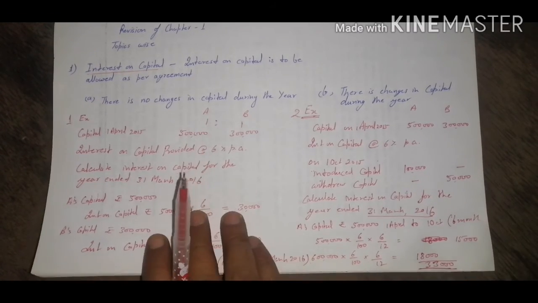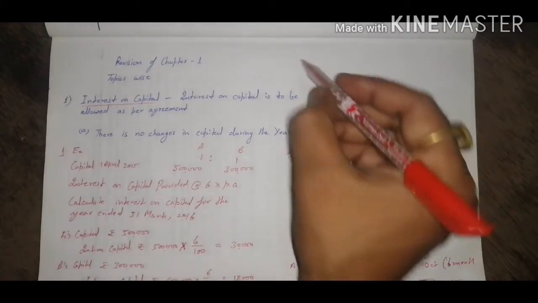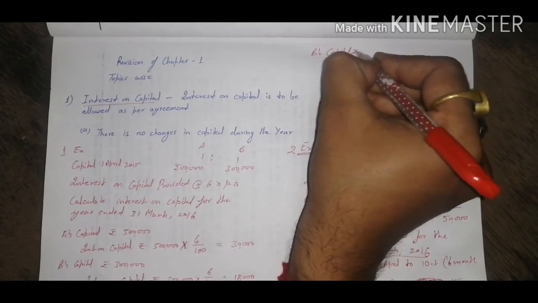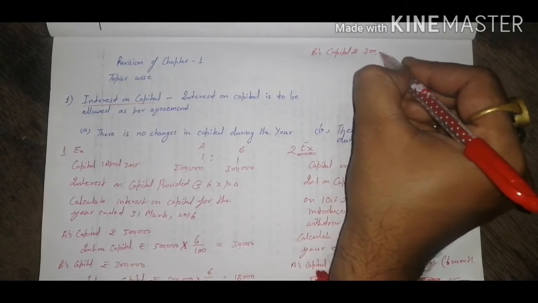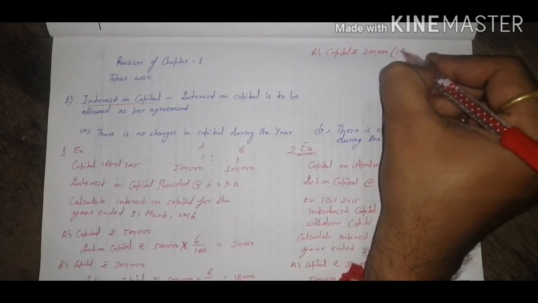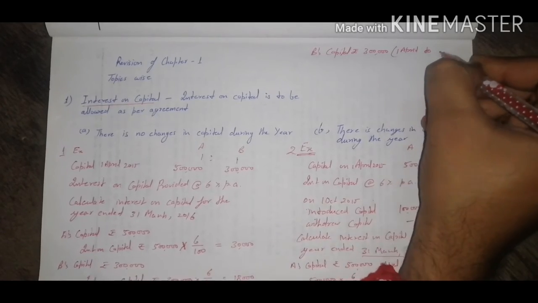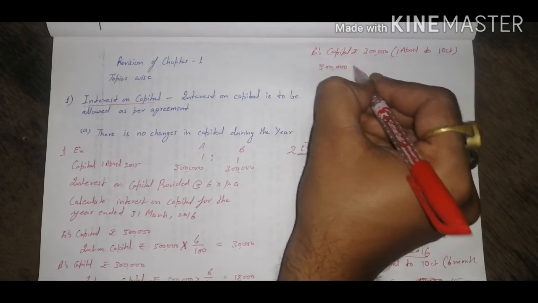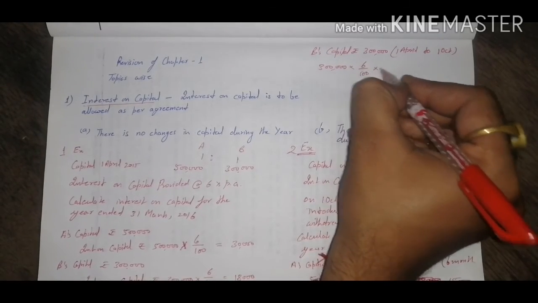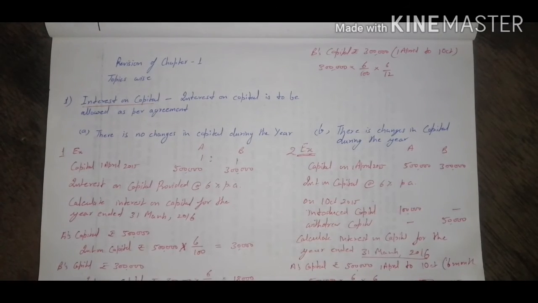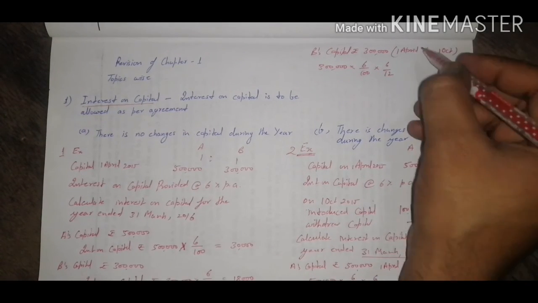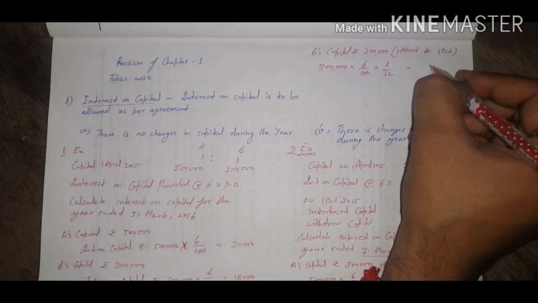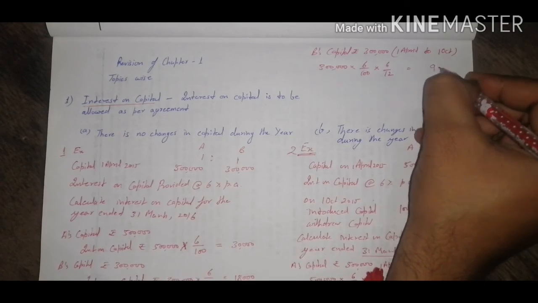B's capital is rupees 3 lakh from 1st April to 1st October. Now calculate 3 lakh at the rate of 6% for 6 months, April to October. Amount rupees 9,000.